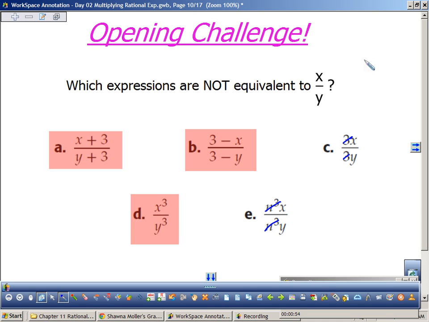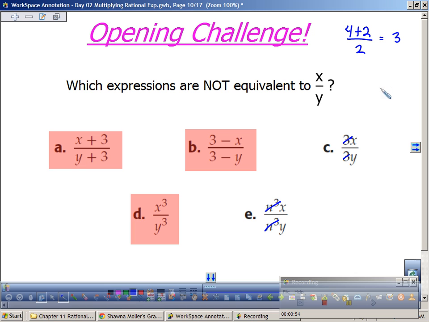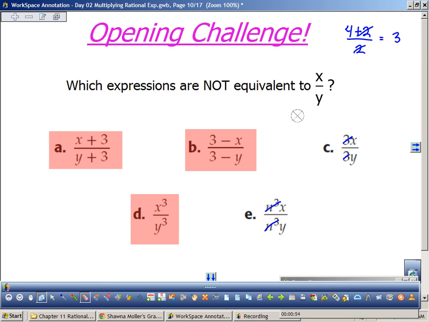Because there's a plus sign right there. Just like, what is 4 plus 2 over 2? 3. 4 plus 2 is 6. 6 divided by 2 is 3. You can't cancel those 2's, right? So there's a plus sign. So let's erase that.